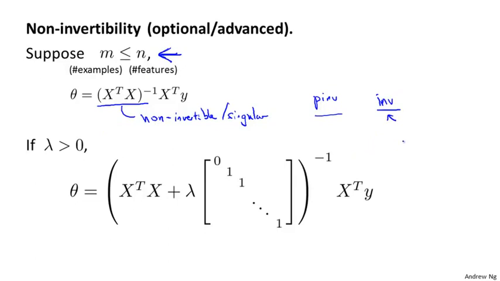Fortunately, regularization also takes care of this for us. Concretely, so long as the regularization parameter lambda is strictly greater than 0, it is possible to prove that the matrix X transpose X plus lambda times this funny matrix here will not be singular and will be invertible. So using regularization also takes care of any non-invertibility issues of the X transpose X matrix as well.